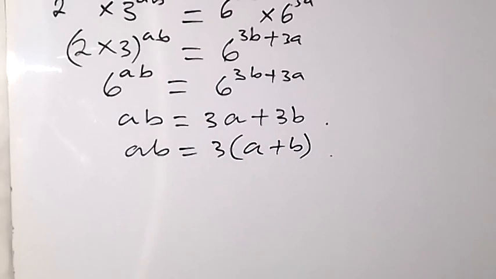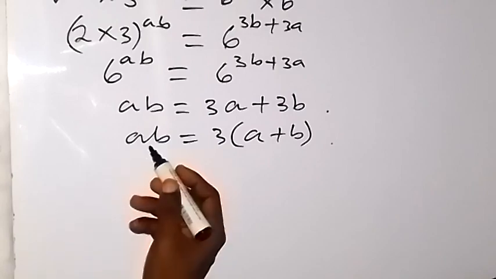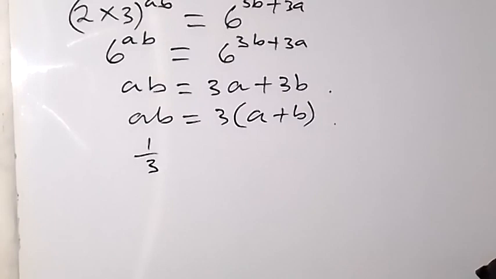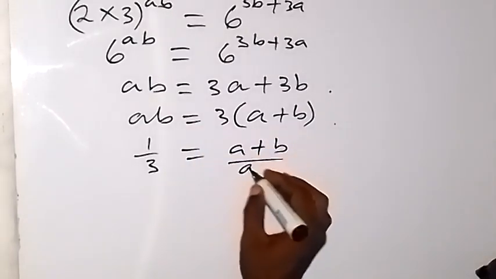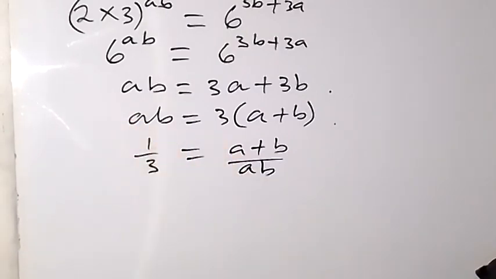And from there, I want to separate 3 to this side and separate ab to this side. So what I will have left here is 1 over 3, and what I will have here is a plus b all over ab. So I've separated 3 on this side and ab on this side.